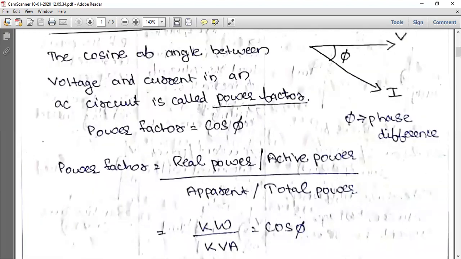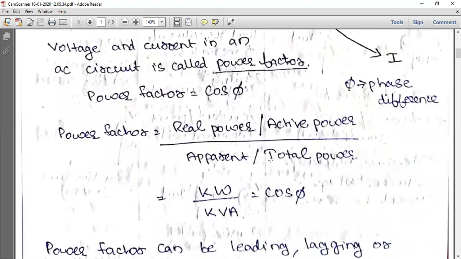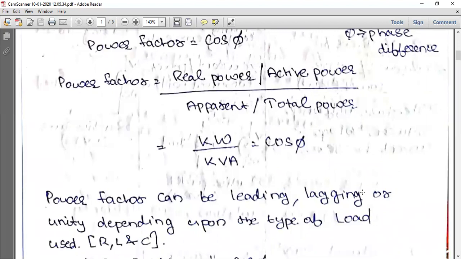We also have another formula: power factor is equal to real power or active power, which is the useful power, divided by apparent power or the total power. By formula it is kW by kVA, that is kilowatt by kilovolt-ampere, that is, active power by apparent power, which is cos phi. By formula it is P by S. These things are coming in detail; initially I'm giving you an introductory section.